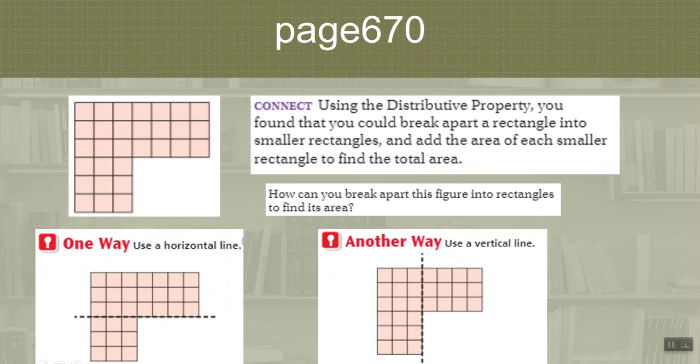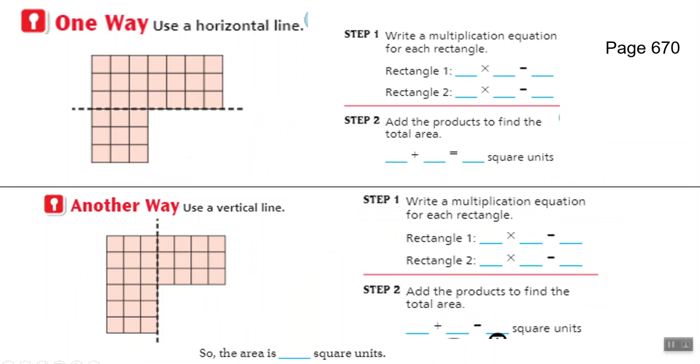Look at the figure on the left side. We can divide this figure in two different ways. The first way is to use a horizontal line and the other way is to use a vertical line. Let's start with the first way, to divide this figure into two different rectangles, rectangle number 1 and rectangle number 2.